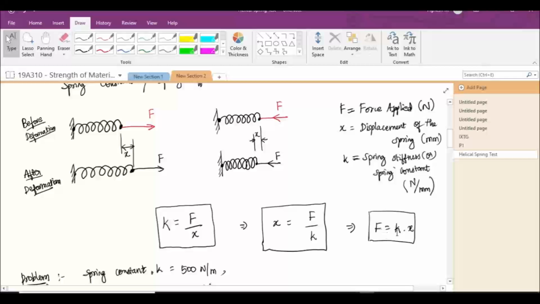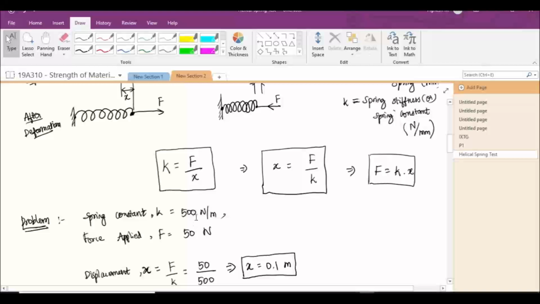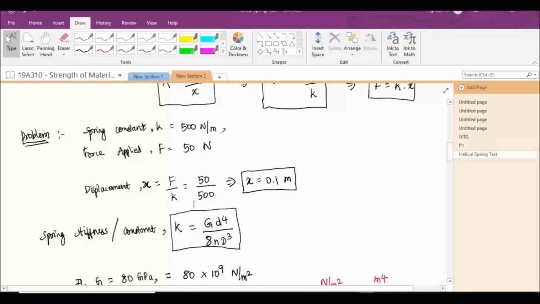And if I know the stiffness and the displacement, I need to find the force applied on the spring. Then this is the formula. So just taking x to the other side, F is equal to K into x. So to find the force applied on the spring, it is stiffness into the displacement. Okay. So let us take an application and find out whether it is correct or wrong.